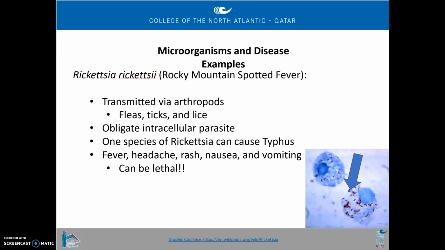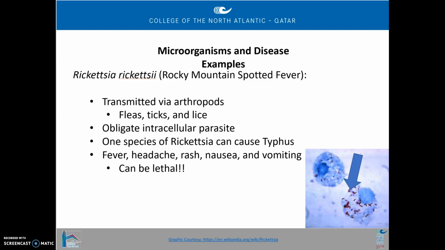Another bacteria that's an infectious agent is a species called Rickettsia, and this causes a disease called Rocky Mountain spotted fever. So the bacteria will cause fever, headaches, a rash, which of course is where you get the spotted fever, nausea, and vomiting. And this can be a lethal condition if it's not treated. It's caused by an obligate intracellular parasite, the Rickettsia species of bacteria. It's transmitted via arthropods, so fleas, ticks, and lice.